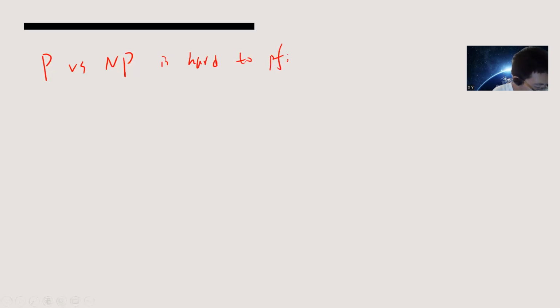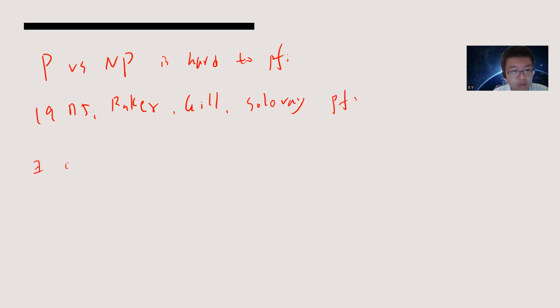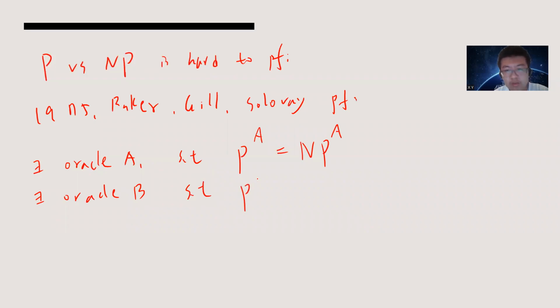In 1975, Baker, Gill, and Solovay proved the following theorem: there exists an oracle A such that P with oracle A is the same as NP with oracle A, but there also exists an oracle B such that P with oracle B is different from NP with oracle B.